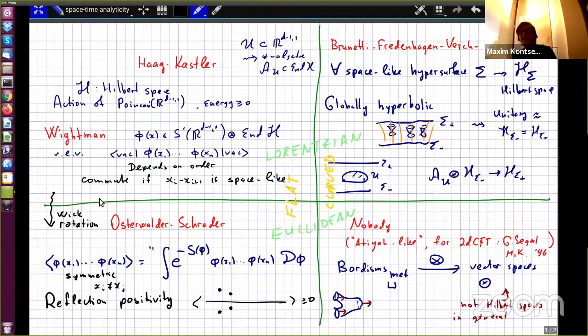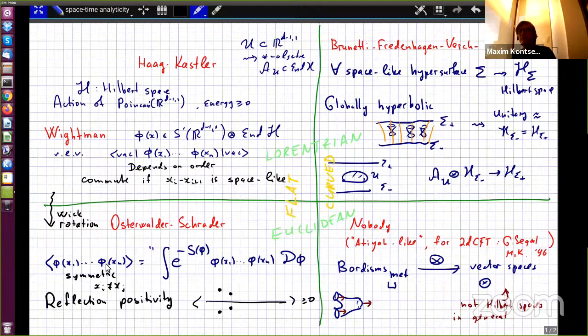People identified some kind of axiomatics in Euclidean space-time, the Osterwalder-Schrader axioms, which are, in a sense, made to fit with Wightman's axioms by Wick rotation. So you get these expectation values, and they have analytic continuation, which follows from the various properties. What you get are functions depending on n points in Euclidean space. Now they will be completely symmetric, but the points should be all pairwise distinct.